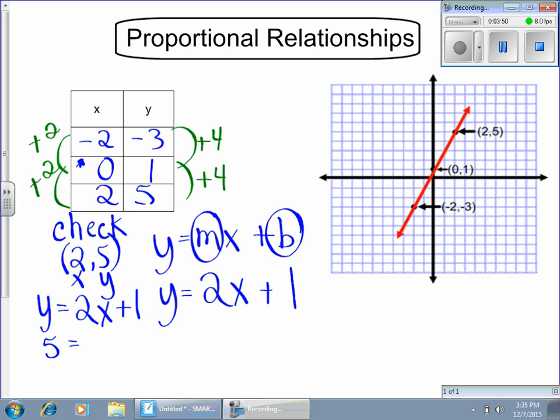5 equals 2 times 2 plus 1. 5 equals 4 plus 1. 5 equals 5. I know that my equation is correct. Remember, you can refer back to this video at any point throughout the unit.